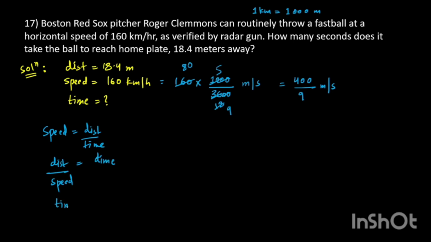So distance is 18.4, speed is 400 by 9. Just solve it and tell me the value of time. Okay.